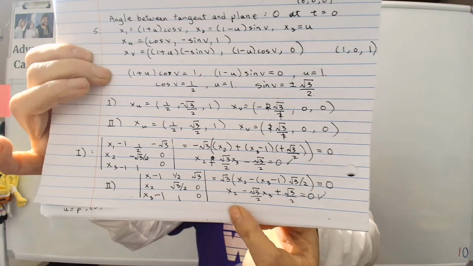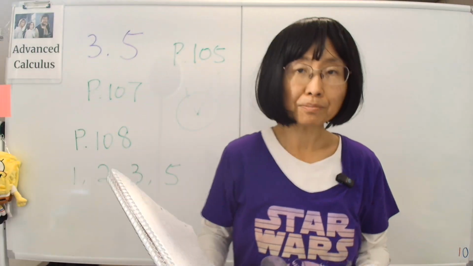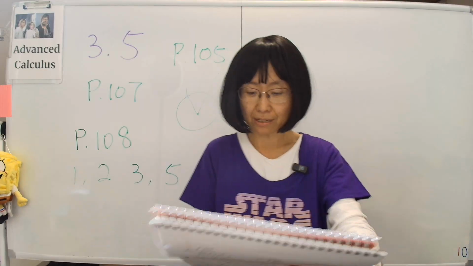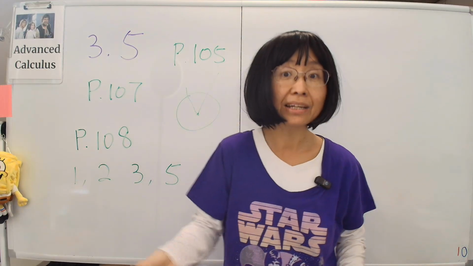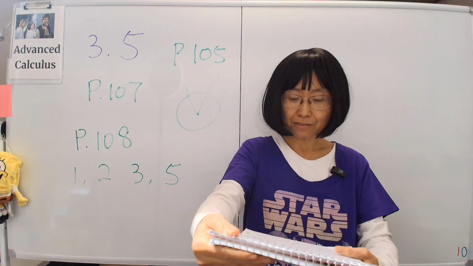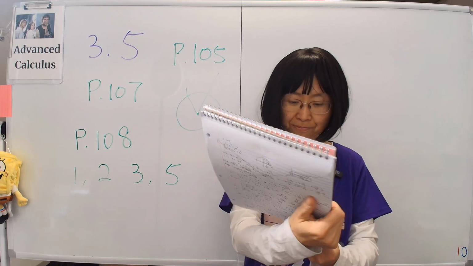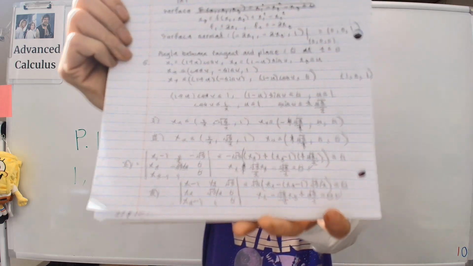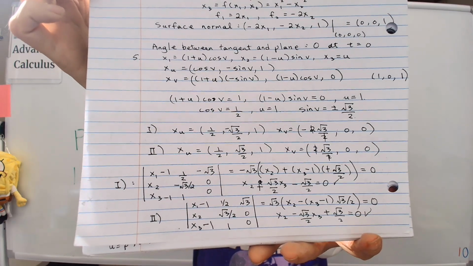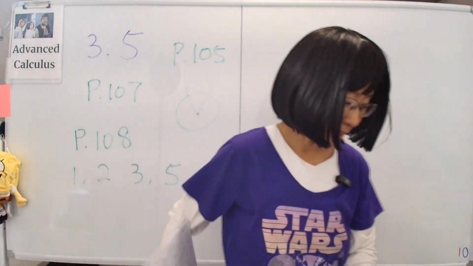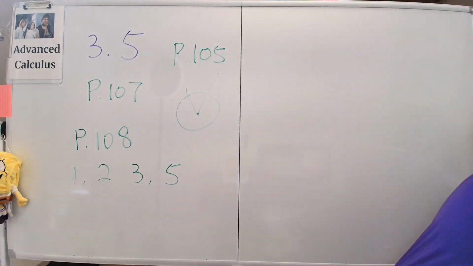Now my answers here don't look exactly like the answer in the book, but they are the same plane. You just need to multiply by something to adjust so that the coefficients are the same. That's how you do this. I'll show it to you again in case I was not clear. Anyway, I thought that was quite interesting.